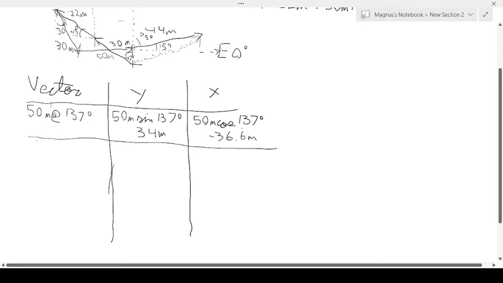Okay, next vector. It is 22 meters, west, 43 degrees north. West is 180 degrees from east. 180 minus 43 is 137, again proving that these first two vectors are in a straight line. So 22 meters sine 137 degrees, and 22 meters cosine of 137 degrees. The y evaluates to be pretty much exactly 15 meters, and the x is like negative 16 meters.